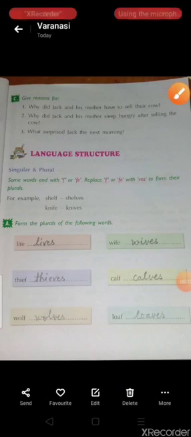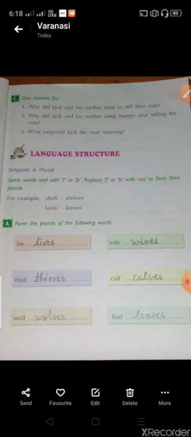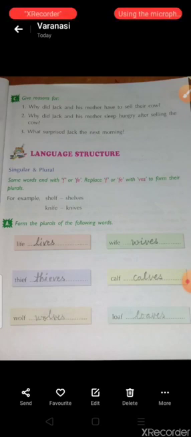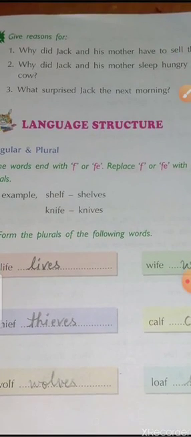Children, today I am going to introduce something new. Here it is: language structure. It means we are gradually going up and learning more. In my previous video, you studied literature, meaning textbooks. But today we are going to study grammar.